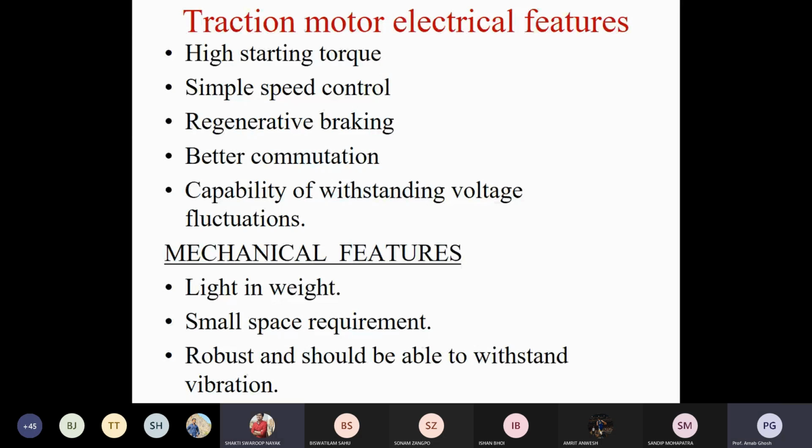Regenerative braking means what happens? Suddenly the motor works in generator mode. How will that be possible? You just see it in the lab. Did you ever see regenerative braking in the laboratory?